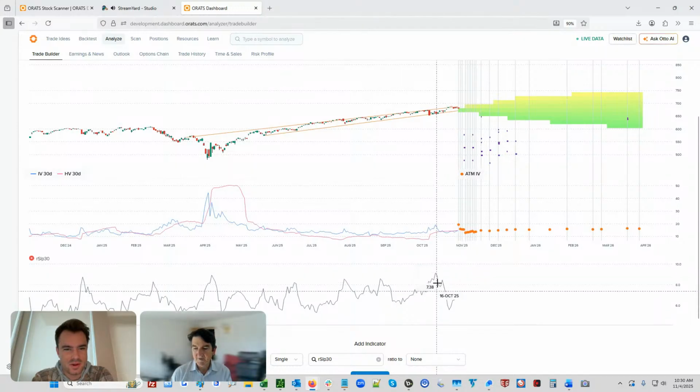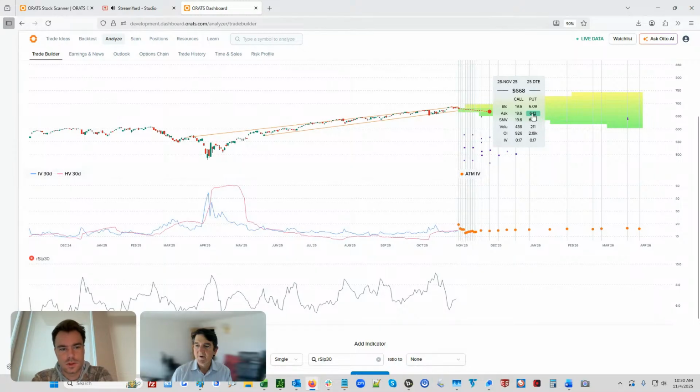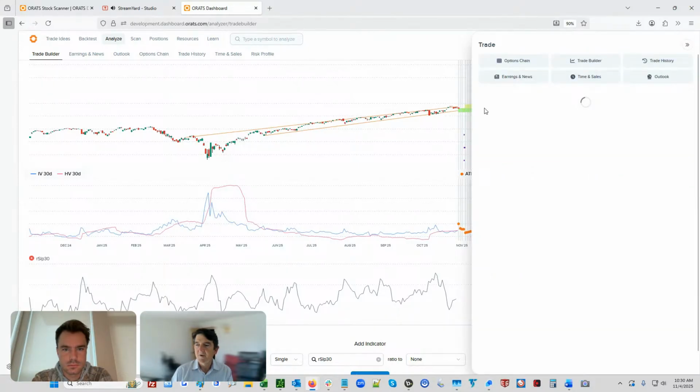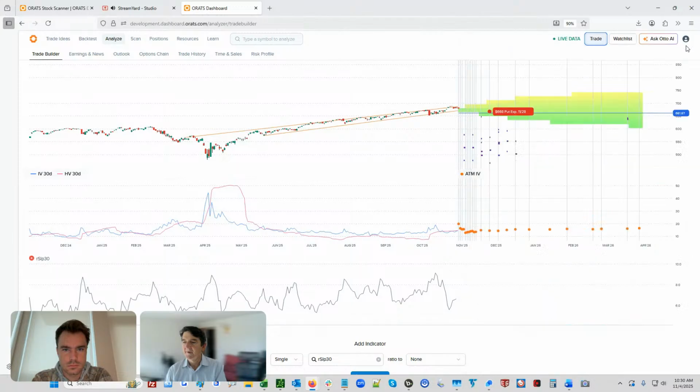Yeah, pretty cool to view it over the trade builder there. I wonder if we could put a short put spread together here and see, like in the trade history, how it performed. That'd be cool. Yeah. So what is this? A 668? Let's sell this one, and then buy something up here.